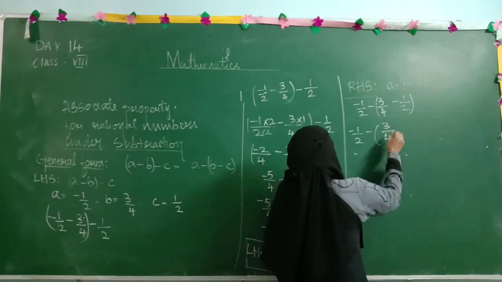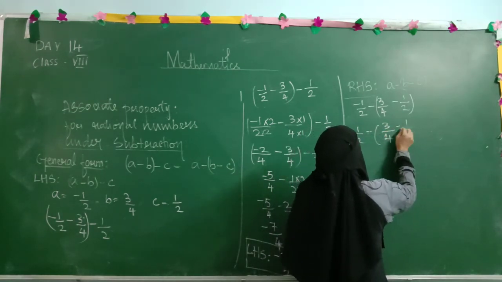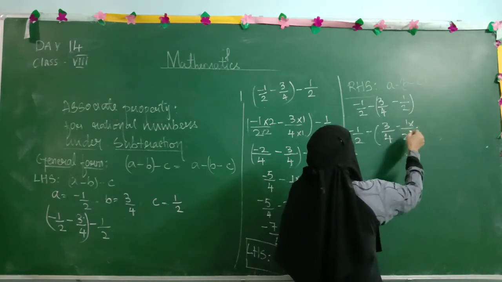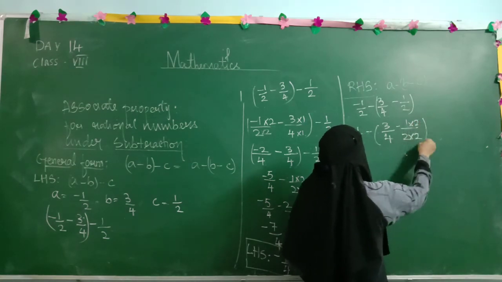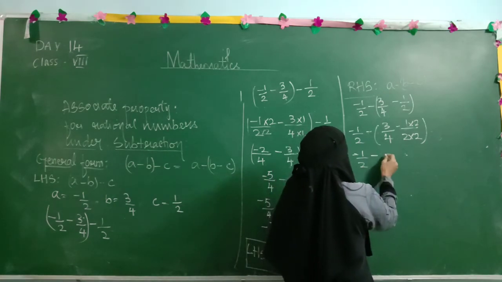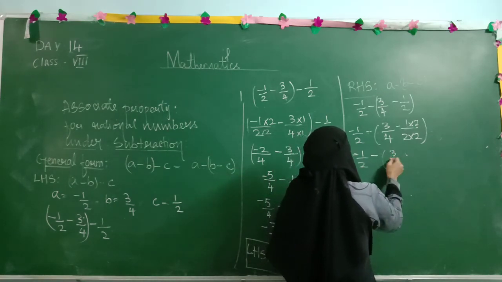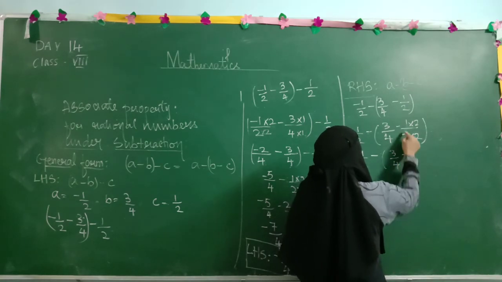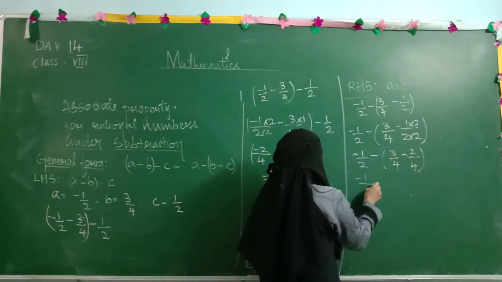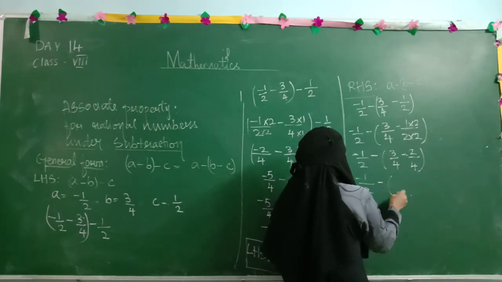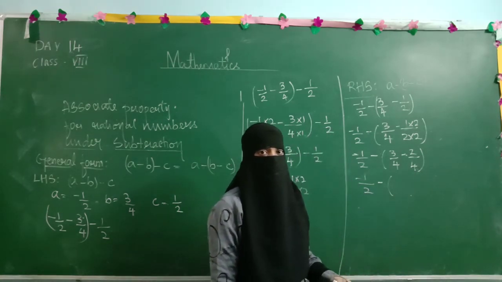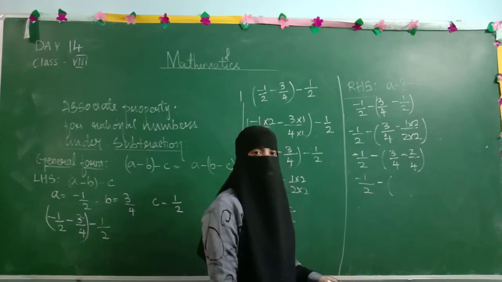3 by 4 minus 1 by 2. This 2 we need to make it as 4. Whatever the number you are multiplying in the denominator, the same we need to multiply in the numerator as well. So minus 1 by 2, then minus of 3 by 4 minus 1 into 2 is 2 by 4. So minus 1 by 2, then minus of 3 minus 2. As you are finding here the denominators are the same, we have to subtract the numerators. Means whatever the operation we need to perform, we have to go for.